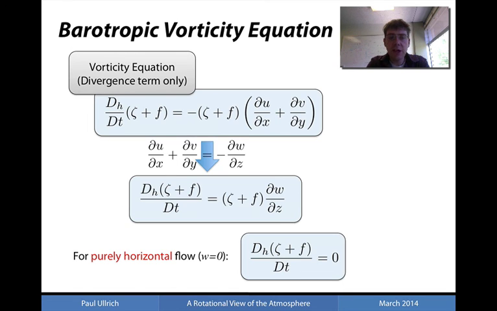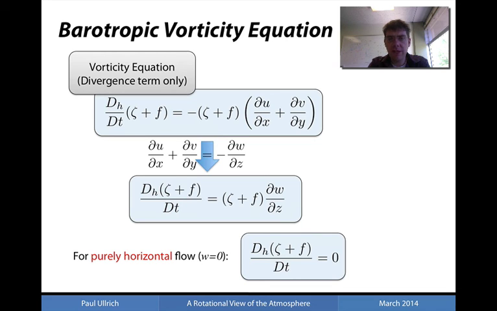We now take the vorticity equation with purely the divergence term. Remember, this represents the large-scale terms in the vorticity equation. We're going to take this and we're going to apply the continuity equation that we derived previously in order to replace the horizontal divergence term with a minus ∂w/∂z. So the consequence of this then for purely horizontal flow, that is where there's no vertical velocity associated with the flow, is that you actually have conservation of absolute vorticity in following a fluid parcel along the horizontal.